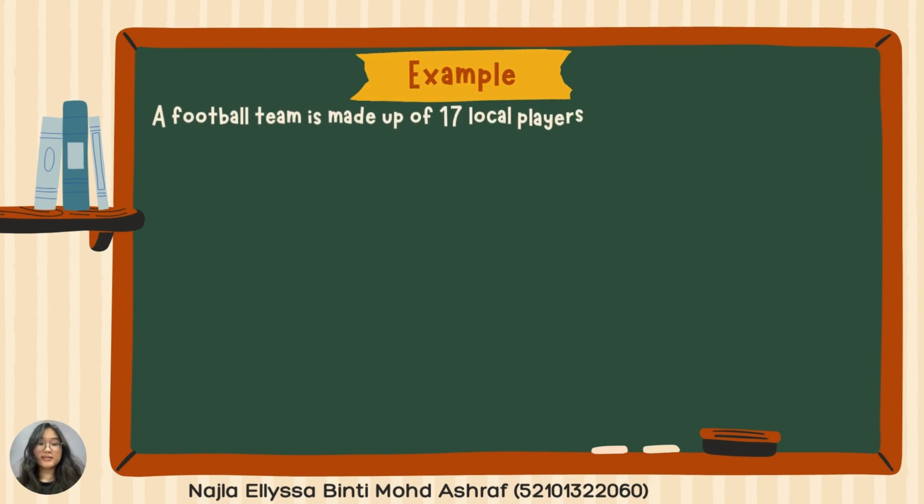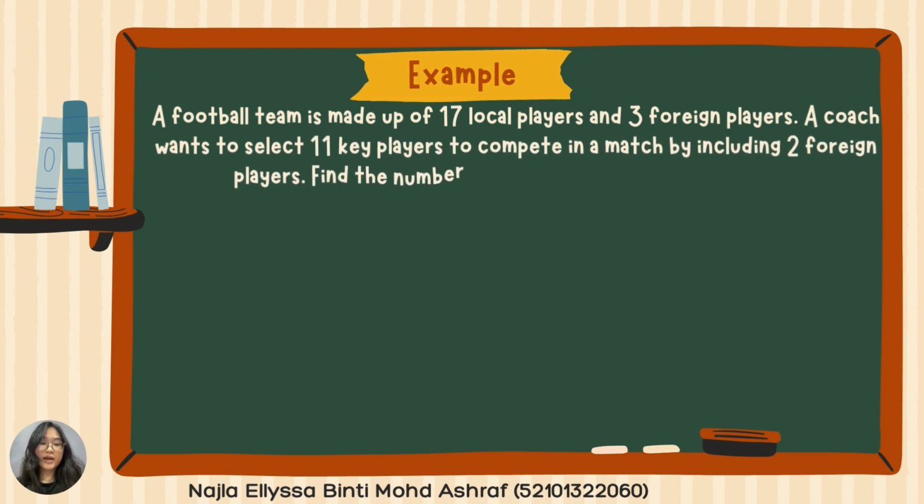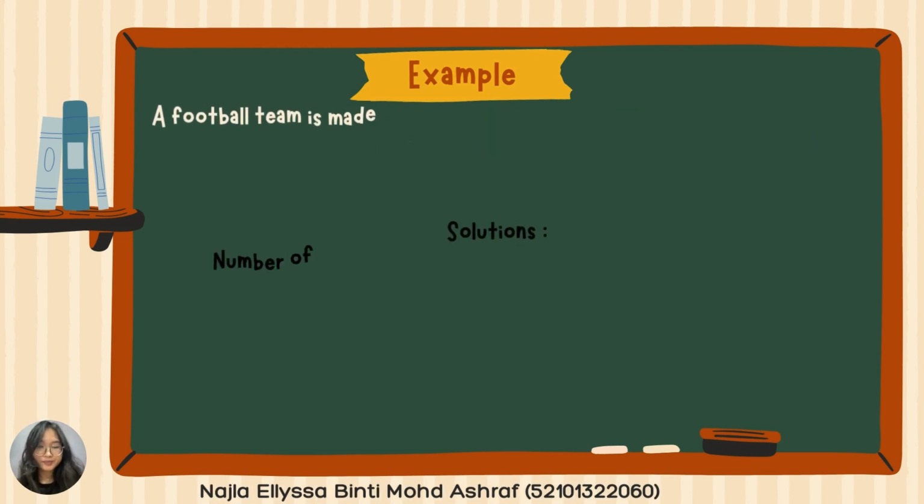So this is one of the examples. A football team is made up of 70 local players and 3 foreign players. A coach wants to select 11 key players to compete in a match by including 2 foreign players. Find the number of ways to select these 11 players. As you can see from here, we have 2 combinations, which is for the local players and also for the foreign players. So this is the solution.